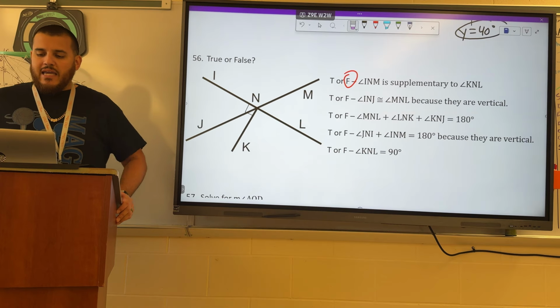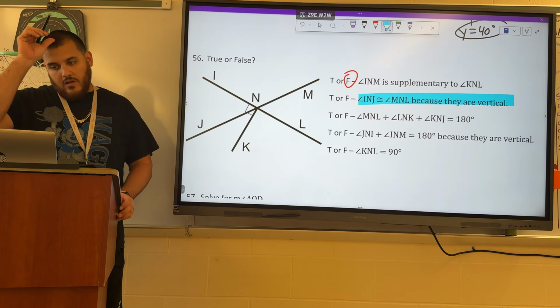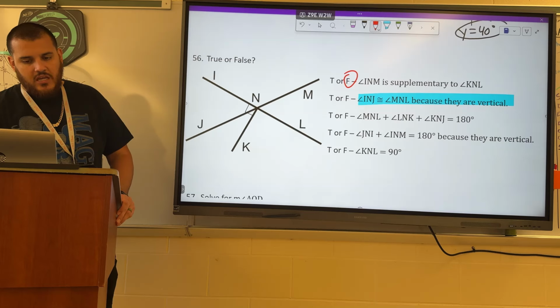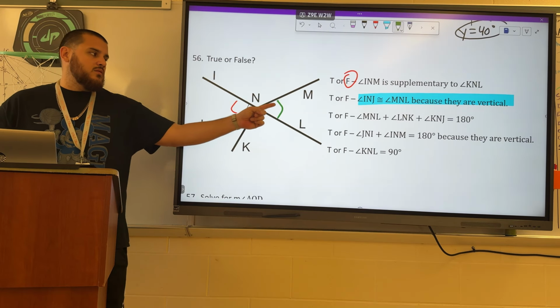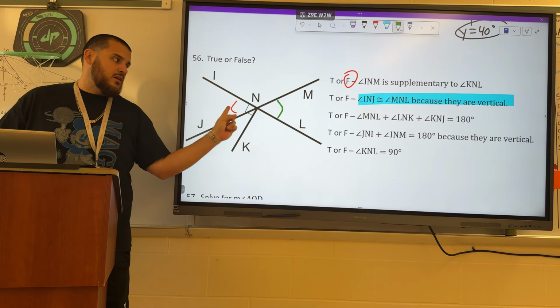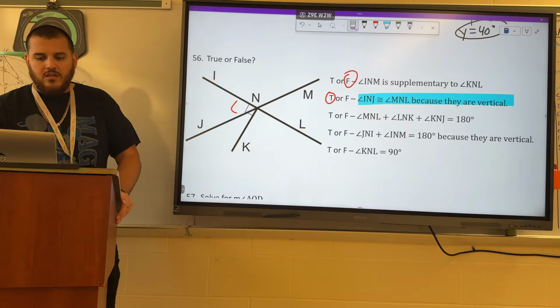Next, we have angle INJ is congruent to angle MNL because they are vertical. So again, let's find them. INJ is right here. MNL is this angle. Those are absolutely vertical. They are across each other at the intersection of two lines. That for sure is true.